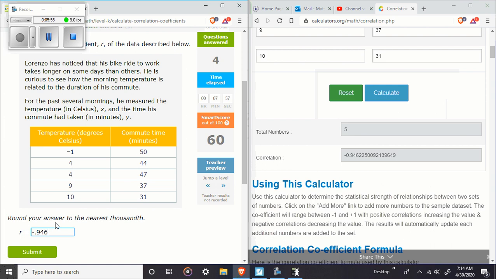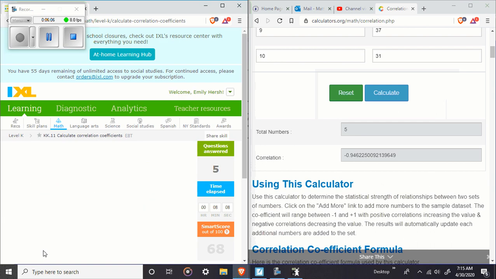-0.946, okay? So let's talk about that. That means as the temperature goes up, the time of his commute goes down, right? So in other words, he's able to move a little bit faster as the temperature warms up, okay?